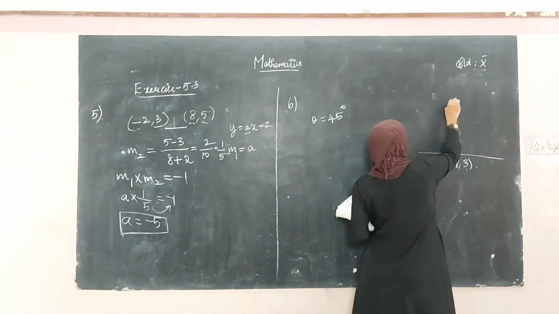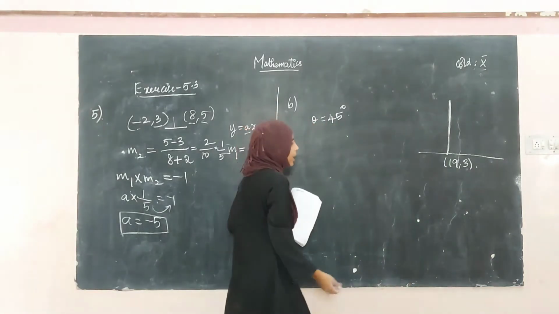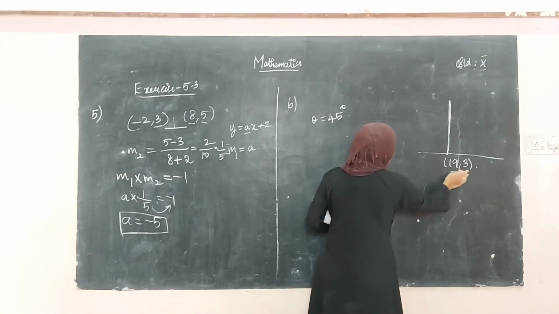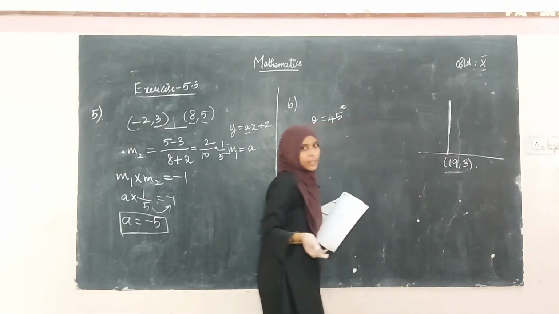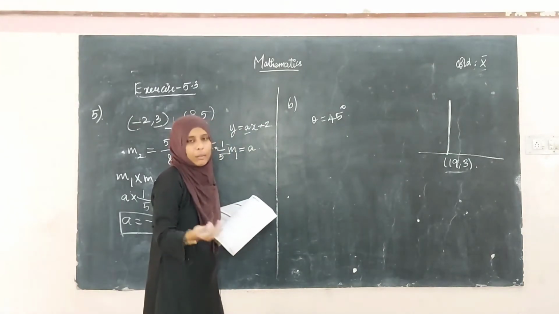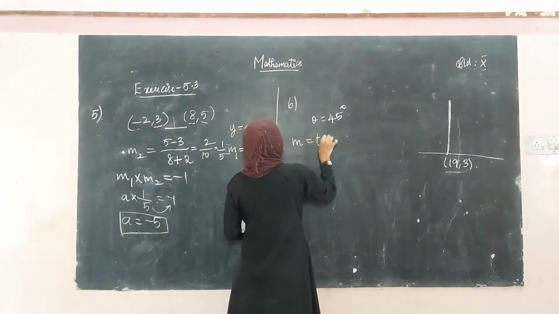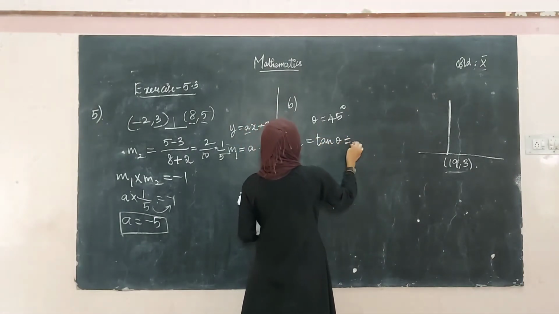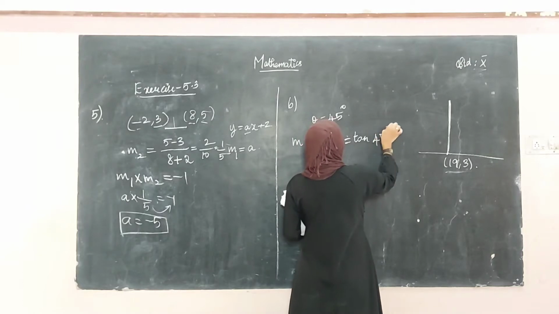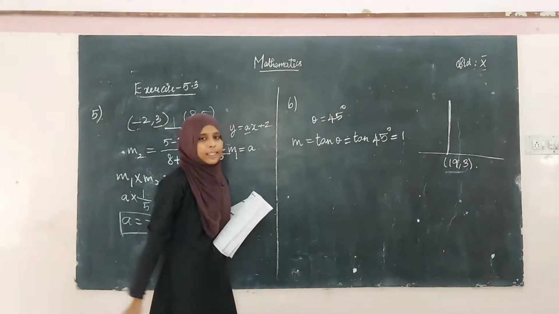We should know the equation of the line. We know something related to the line, what's that? It is (19, 3). So there is a point on the line and here they have given the inclination. Using the inclination, what can we find? We can find the slope, right? Using the formula m is equal to tan theta. What is the value of theta here? 45 degree. So m is equal to tan 45 degree. Tan 45 degree is 1.